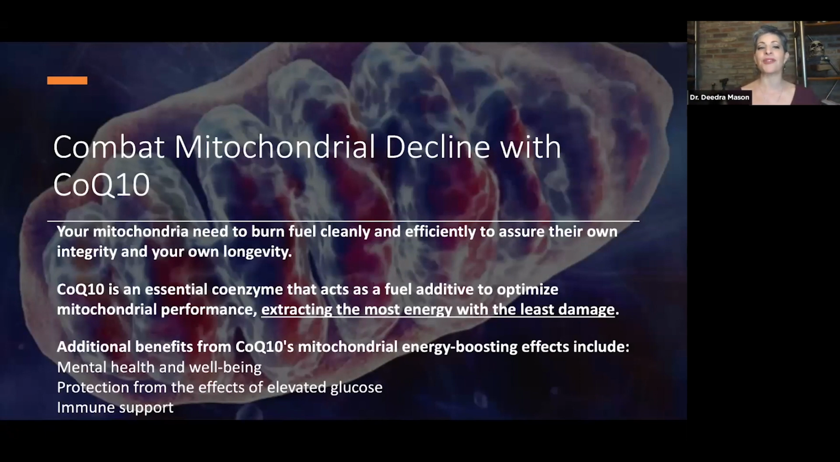combat mitochondrial decline. Your mitochondria, well, these are simply the batteries in each and every one of your cells. And certain tissues have a whole lot more. Think of your heart, think of your liver, think of your lungs. These are areas that require a lot of energy to keep going, whether that is the pump of the heart or it is the breath through the lungs. These are incredibly metabolically active and incredibly metabolically demanding tissues.